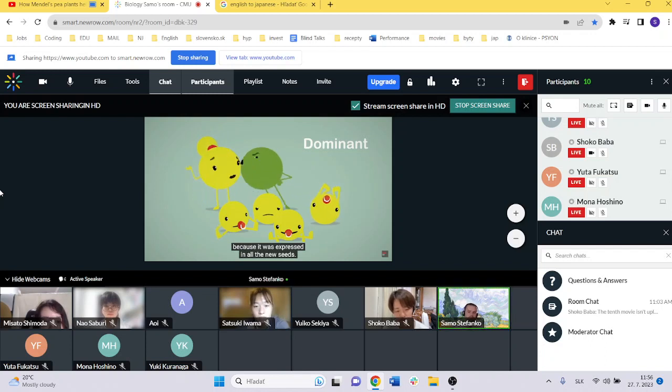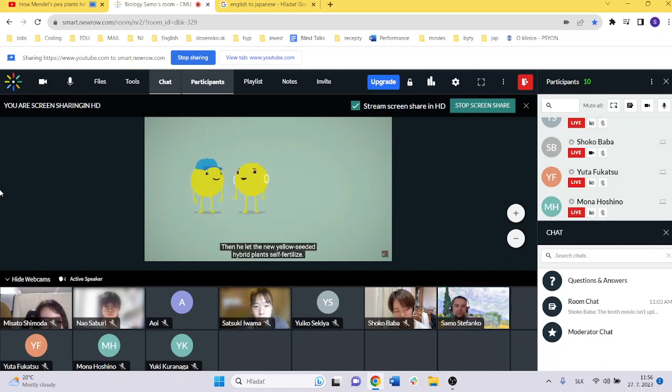new seeds. Then he let the new yellow-seeded hybrid plants self-fertilize, and in this second generation he got both yellow and green seeds, which meant that the green trait had been hidden by the dominant yellow. He called this hidden trait the recessive trait. From those results, Mendel inferred that each trait depends on a pair of factors, one of them coming from the mother and the other from the father.